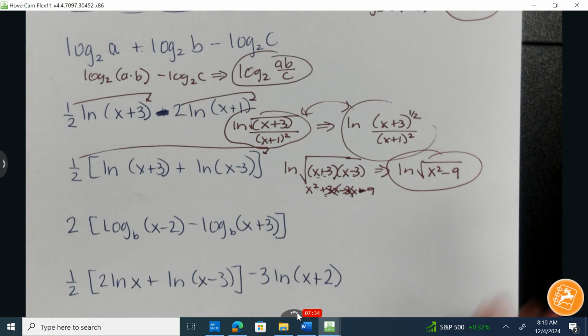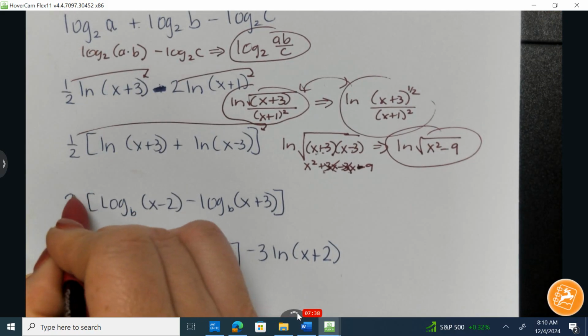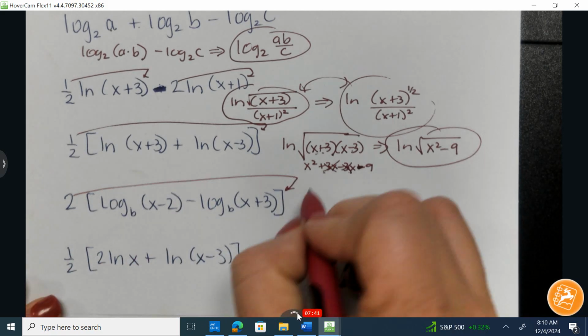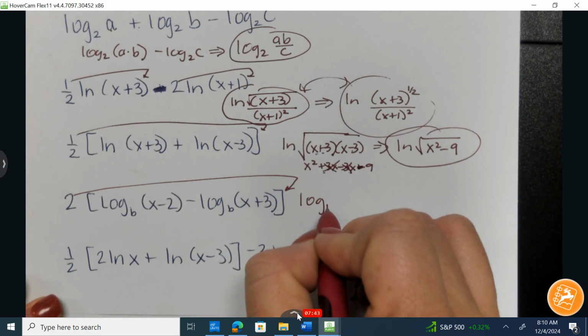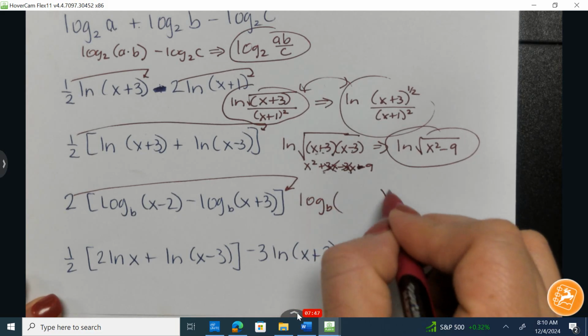Let's go on to the fourth one. Fourth one in this list of practice problems. Similarly to the 1/2 as the exponent, I'm going to raise it to the square. So I have log base b, and I want to square this entire thing. Keep in mind, I want to square this entire thing.